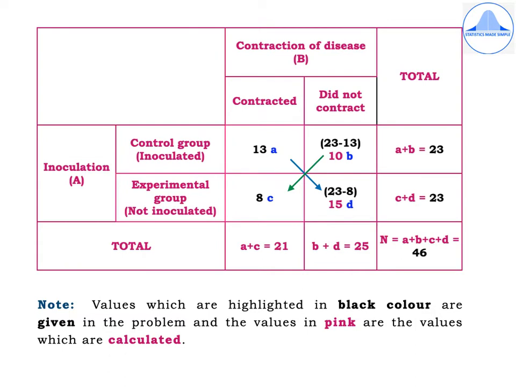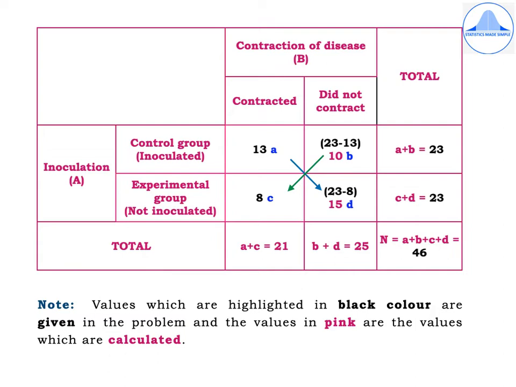Now, using the information which is given to us in the table, we have to form the cell frequencies, and you will see that in the table the values which are highlighted in black color are the values which are given to us in the problem, and the values which are in pink color are the values which we have calculated. Now let us see how we got the cell frequency as 13, which corresponds to the cell frequency A.